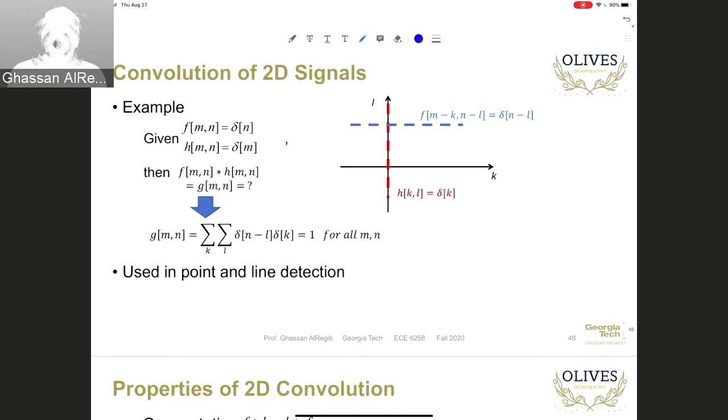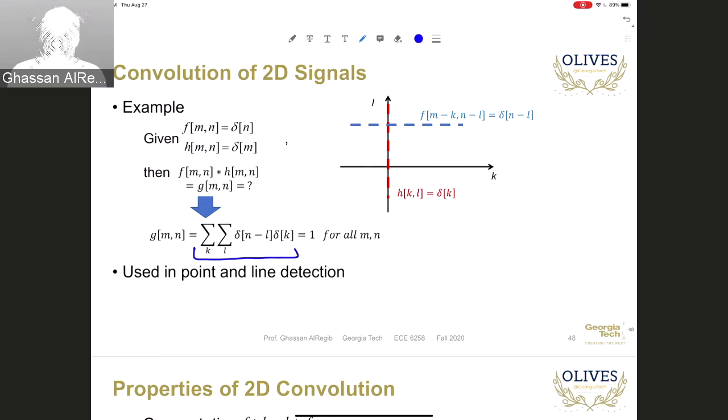H and our signal F are both of them lines. However, one of them is horizontal, which is F, and the other one is vertical, which is H in this case. So what is the convolution between the two? This is illustrated in here. You go back into the K, L domain space first, and then based on M and N, you start to really operate using the definition that we have.